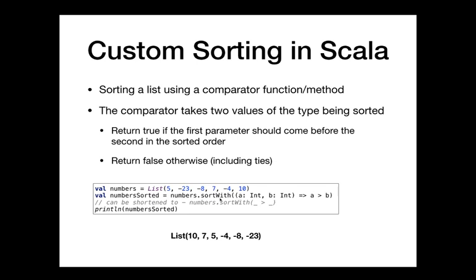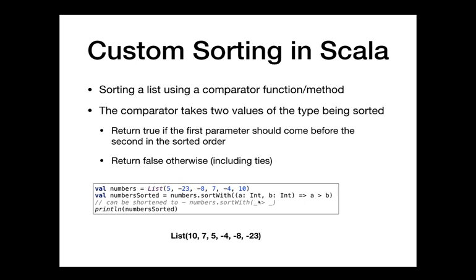What if we want to sort by something other than the default ordering? Well, for that, we have sort with. So this is like our trio of methods that we can call, the Scala built-in sorting methods: sort, sort by, and sort with. Sort with is going to take a custom comparator and then compare based on this function.